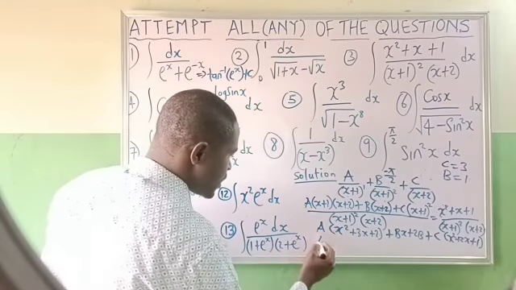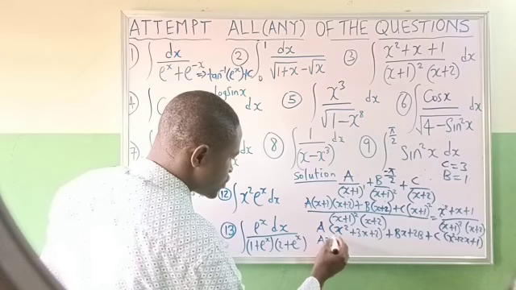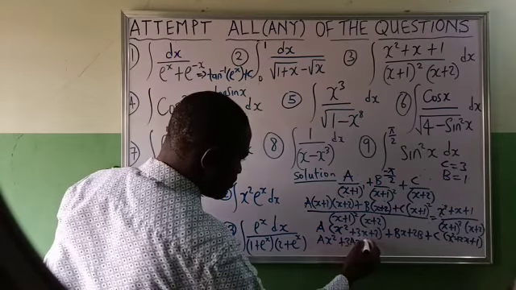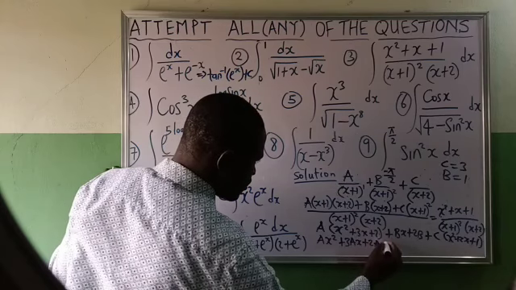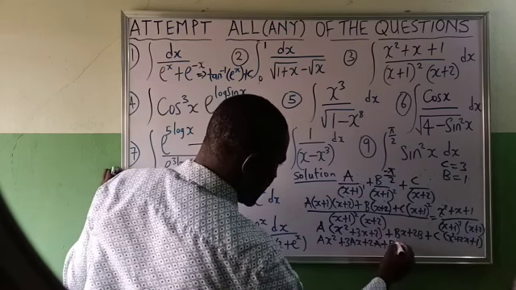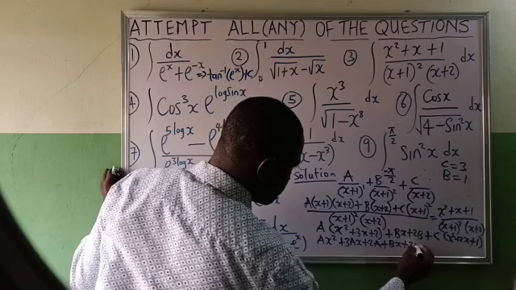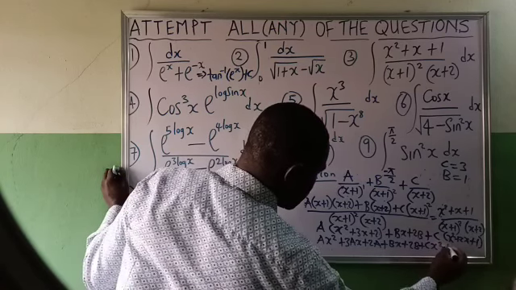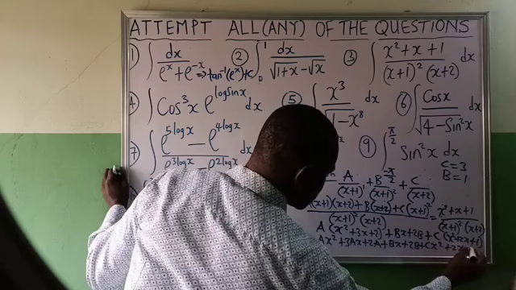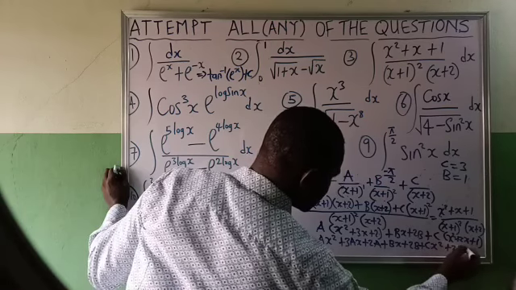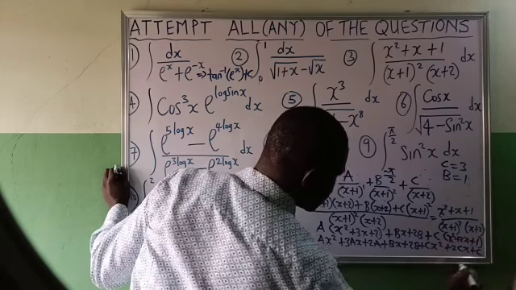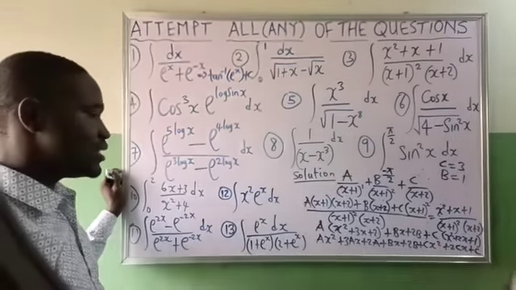This means ax squared expanding, plus 3ax plus 2a plus bx plus 2b plus cx squared plus 2cx plus what? c. We have expanded it.